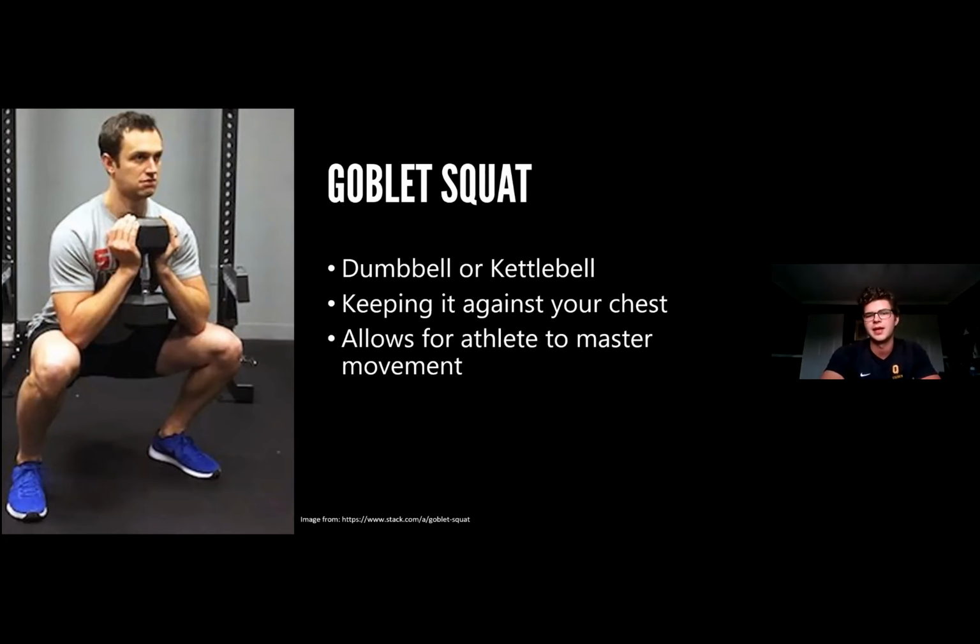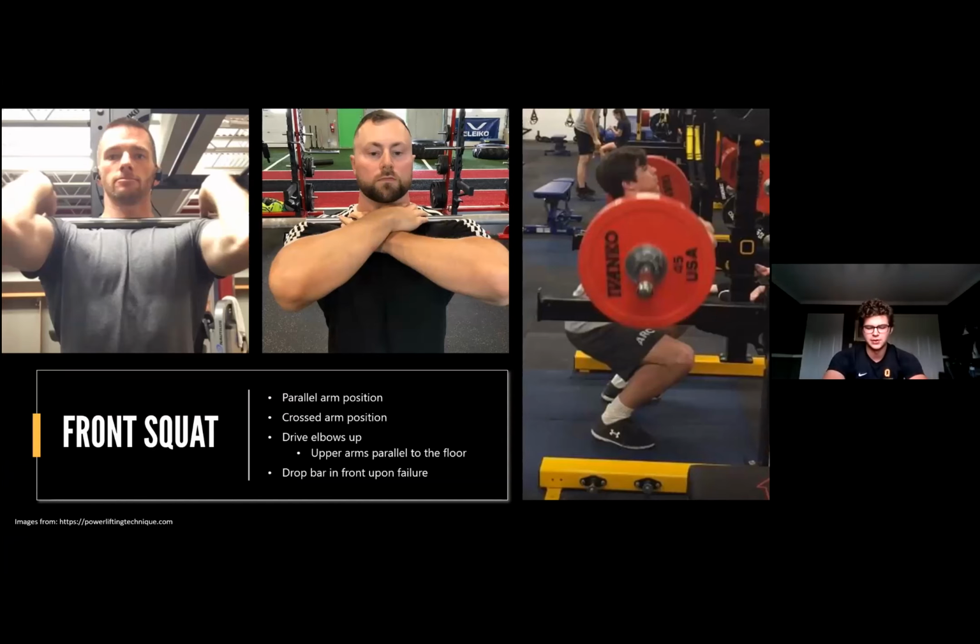So the next one is the front squat, where the barbell is loaded in front of your body, resting on your anterior deltoid, so the front of your shoulder. There are two ways to grip the barbell, as you can see in these two photos here. There's the parallel arm position, on the left, where the arms are parallel to each other, slightly wider than shoulder width with a pronated grip.